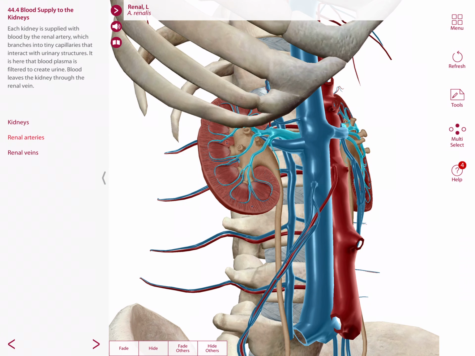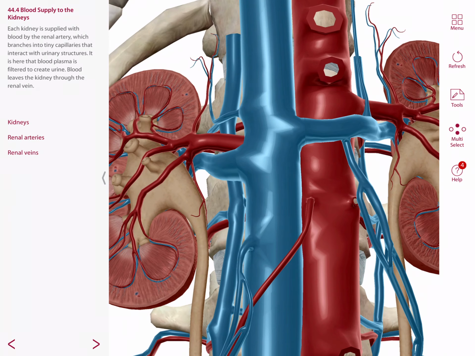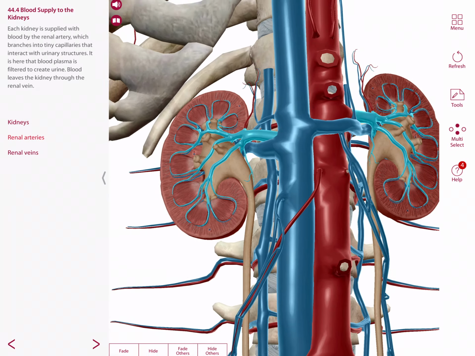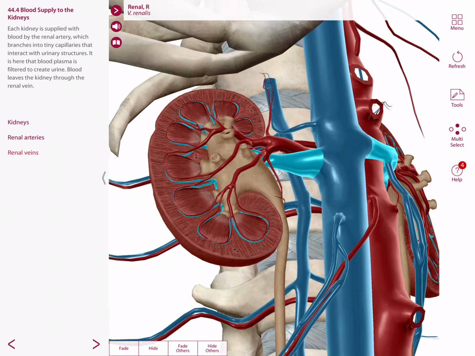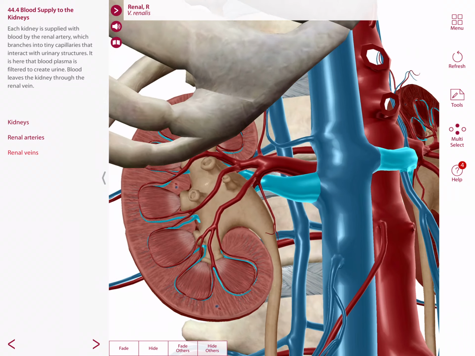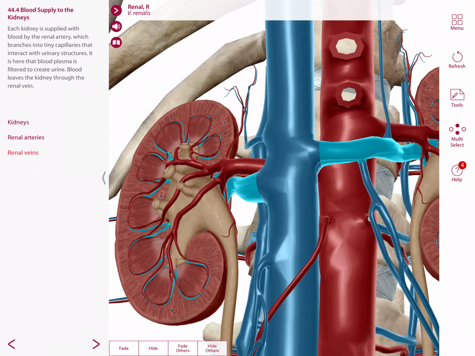So I'm going to highlight some structures we've talked about. There's the kidney, there's the pyramids. Now you'll notice that the renal arteries, they go out and around those pyramids. This is all part of getting the blood filtered. On the way back, you'll notice the renal veins, they do the exact same thing. They run in the exact same pathway, and for the most part, they have the exact same names.